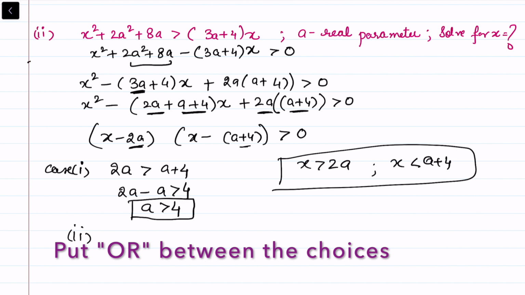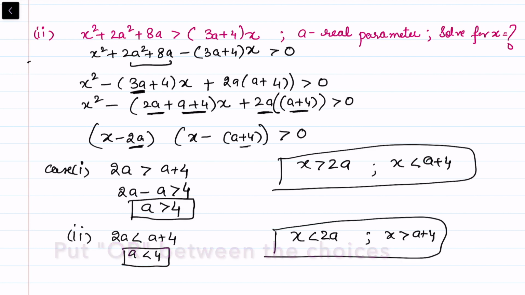For case 2, when 2a is less than a plus 4, in this case we will get a less than 4. For a less than 4, we will have the opposite case, that x is less than 2a or x is greater than a plus 4. This would be the solution.